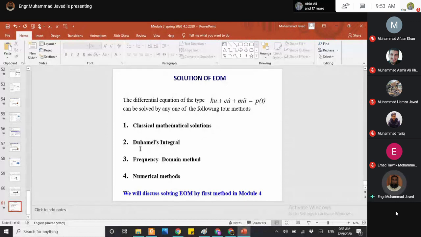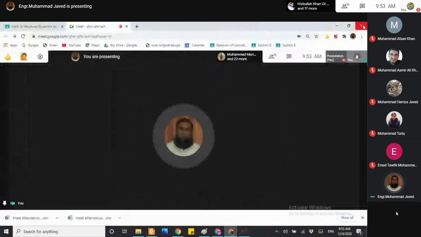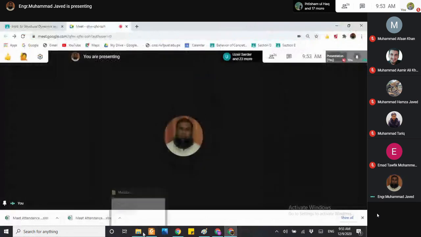Then we have another method, Duhamel integral, frequency domain methods, and there are numerical methods. If you perform the dynamic analysis using a software, the software uses numerical methods to solve the equation of motion. And in module 4, we will discuss how to solve the equation of motions. So here the lecture number 3 is complete, and we will now start lecture number 4.